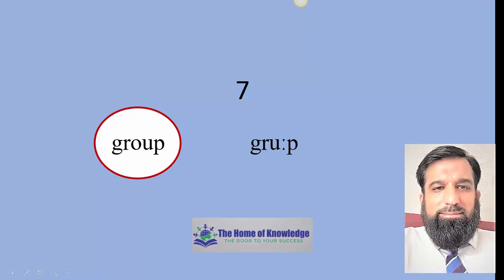The seventh one, a very simple word, monosyllable, meaning it has only one syllable, but most people make this sound between ra and pa is a short vowel, is a long vowel. So you don't say group, but you say group.